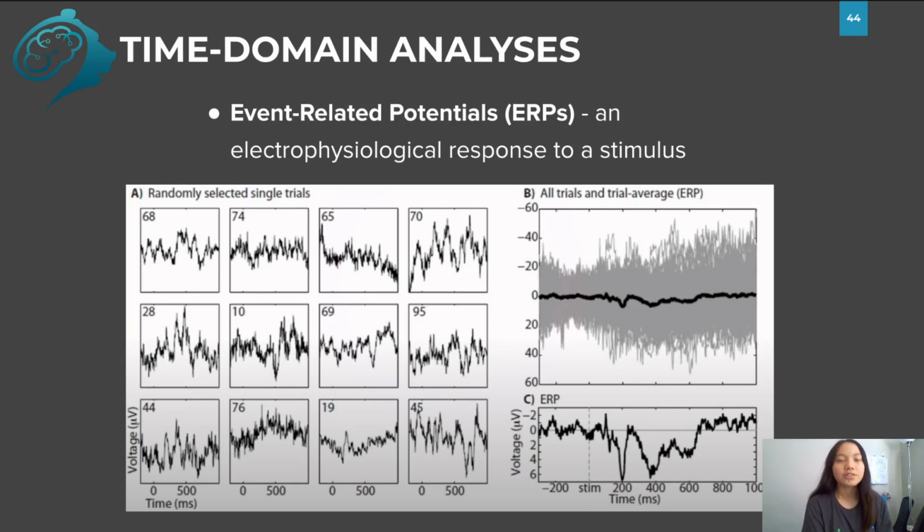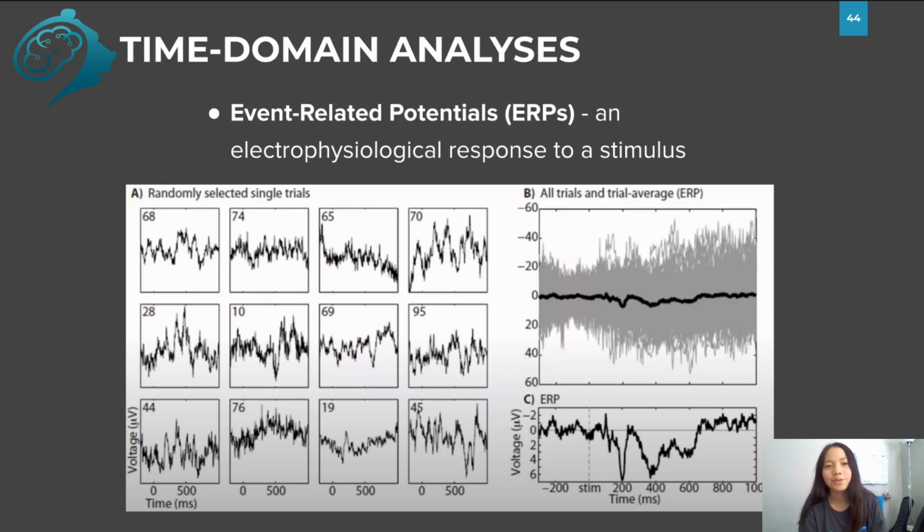All right, so when it comes to time domain analysis, we usually think of event-related potentials. An event-related potential, or ERP, is the measured brain response that is the direct result of a specific sensory, cognitive, or motor event. More formally, it is any stereotyped electrophysiological response to a stimulus.